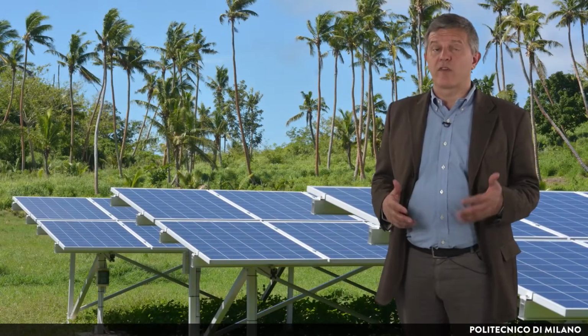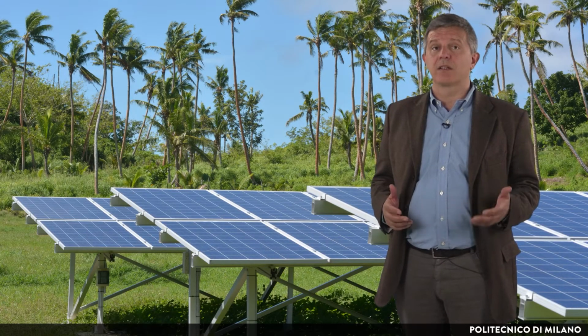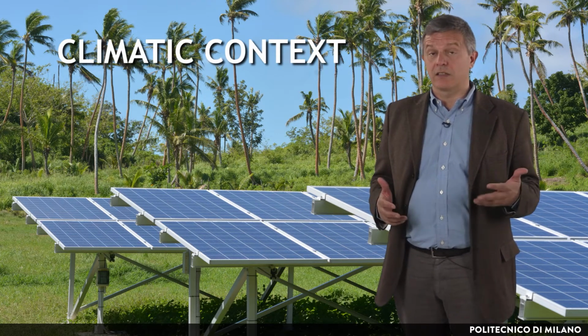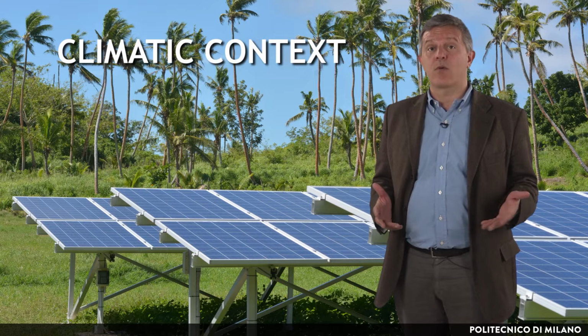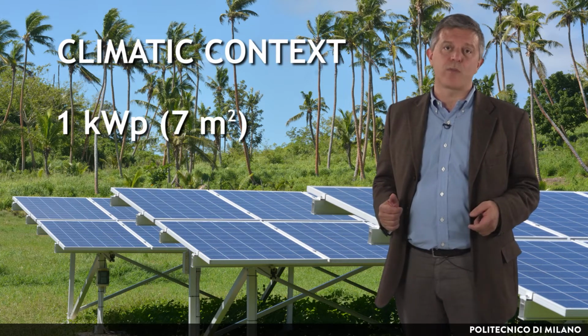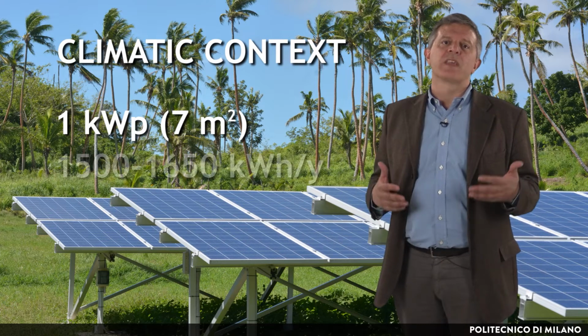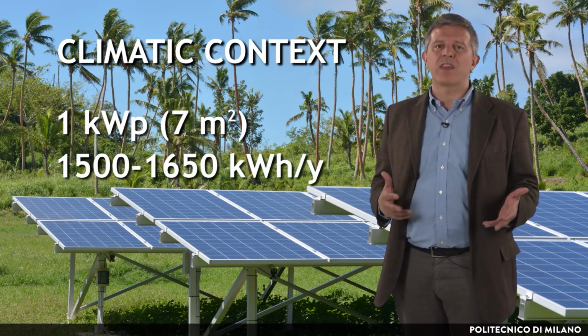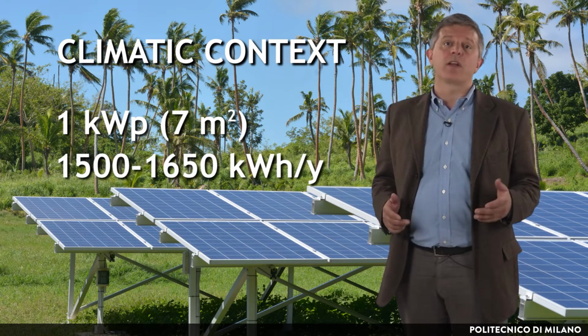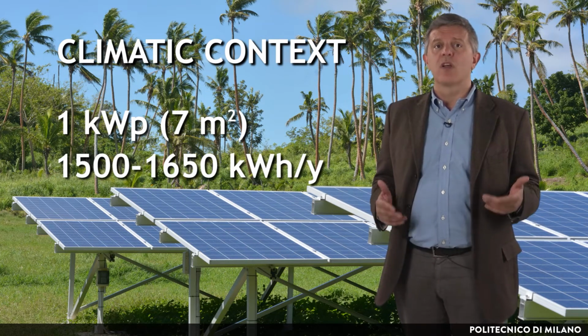The productivity of a photovoltaic system is highly dependent on the climatic context in which it is located. As an indicative figure, in Italy, a 1 kilowatt peak photovoltaic system, which means about 7 square meters of modules, can produce between 1,500 and 1,650 kilowatt-hour electricity annually, depending on the site of installation and thus on the amount of available solar radiation.